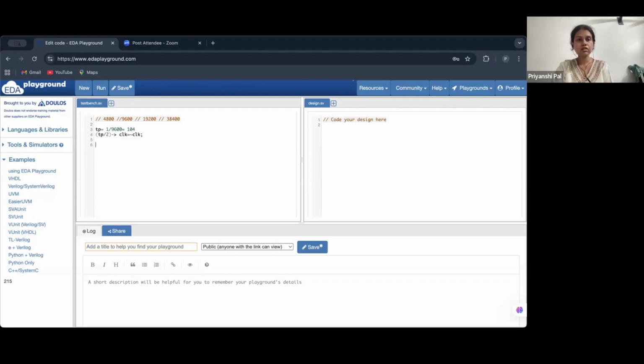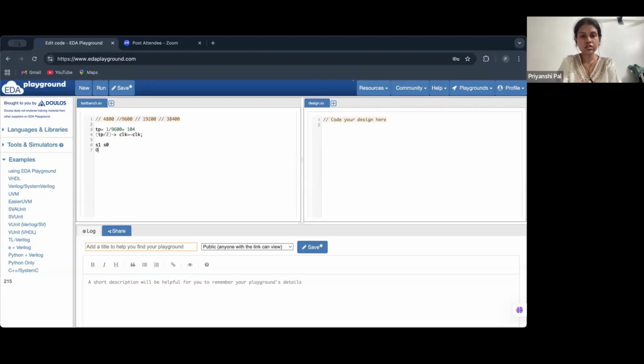Then in baud rate generation, we can also use select lines to decide which baud rate we want to go ahead with. For example, I'll take 0, 0. There are two select lines, S1 and S0.